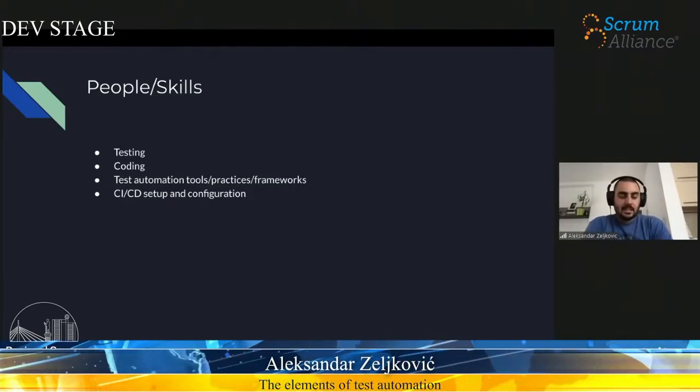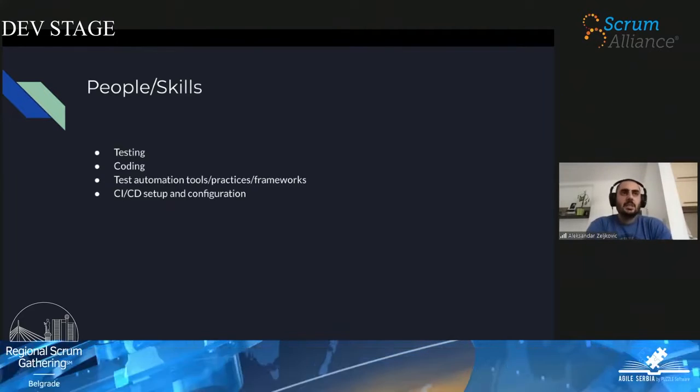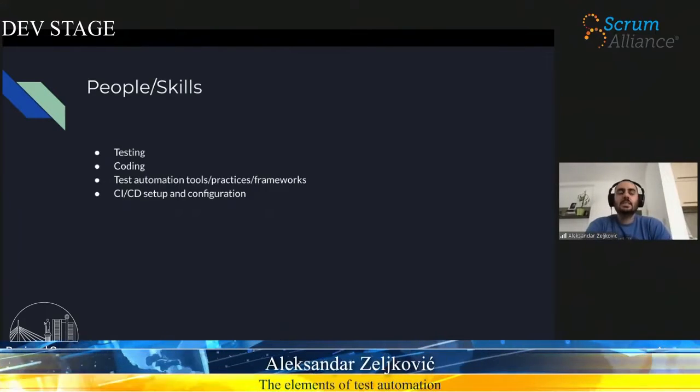Fourth skill or group of skills is CI/CD setup and configuration, very often overseen because once you're having your automated tests, you need to run them somewhere, and usually that somewhere is a CI/CD pipeline.